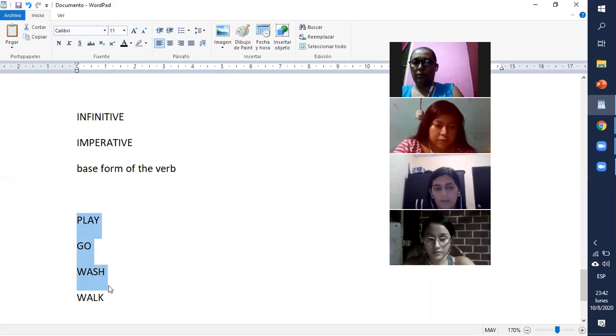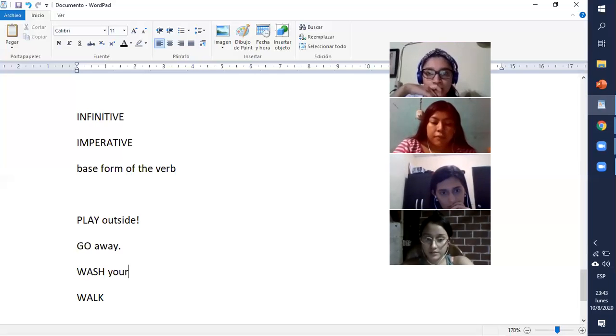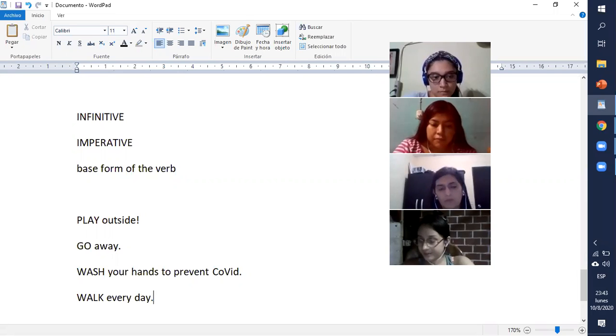Look, guys, this right here is the imperative. Okay, it has no conjugation. So I can say, hey, play outside. That would be imperative. Okay, I'm giving instructions or a command. If I say go away, that would be imperative, all right? Simple as that. Wash your teeth. Wash your hands to prevent COVID. So this is imperative. And you see, it's very easy. You simply use the verb, that's it. Walk every day to be healthy.